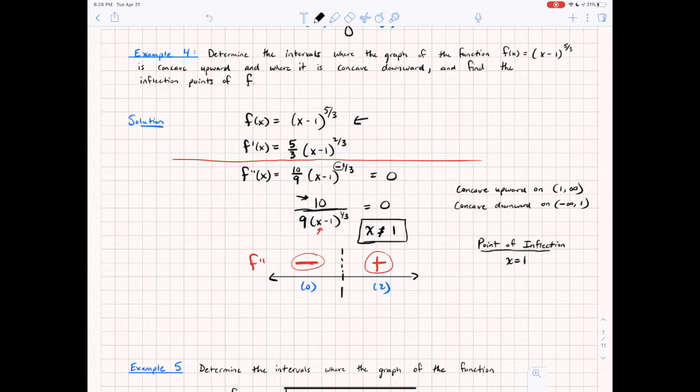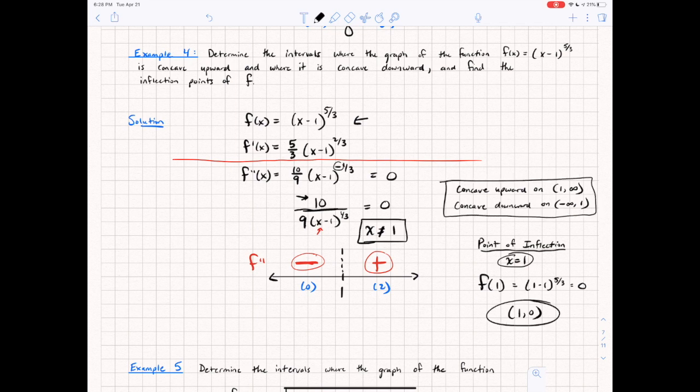Now, because again, I want a point of inflection, I'm going to take this x value, I'm going to plug it back into the original function. So again, this would be 1 minus 1 to the 5/3. This is going to give me 0 again. So then my actual point of inflection will be 1, 0. So together with my intervals for concavity, we have completed this problem.